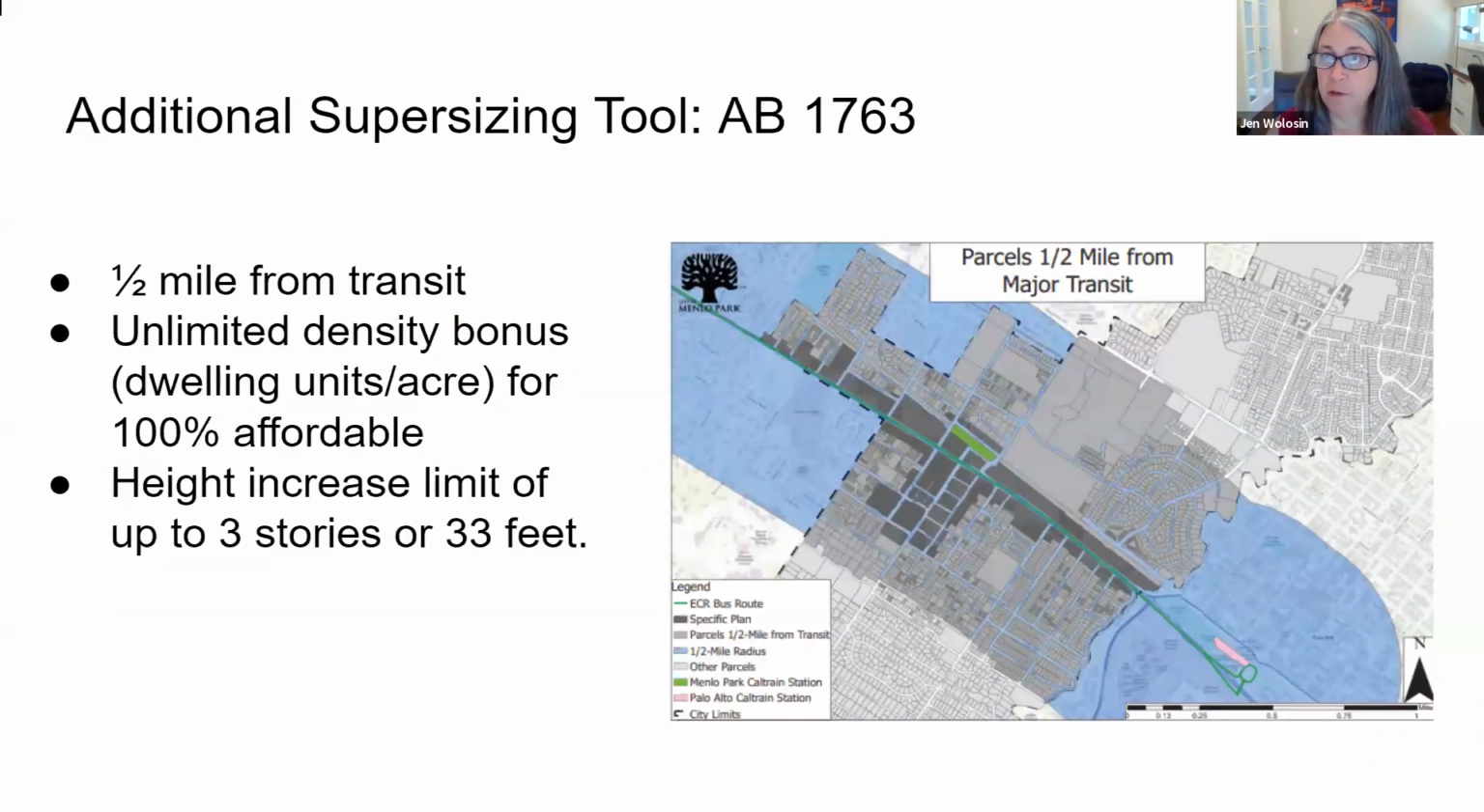Now, I said there are two supersizing tools. There's an additional supersizing tool that comes out of AB 1763, which has to do with developments that are 100% affordable within a half-mile of transit. This map here is showing the area in Menlo Park. This is El Camino Real right here and the Caltrain station. Everything that you see highlighted here is within a half-mile from transit. The gray is within Menlo Park's jurisdiction. So if a 100% affordable housing development is within a half-mile from transit, they can have unlimited dwelling units per acre. They can also increase the height allowed by up to 3 stories or 33 feet.